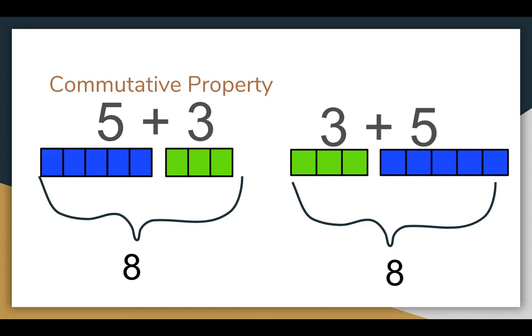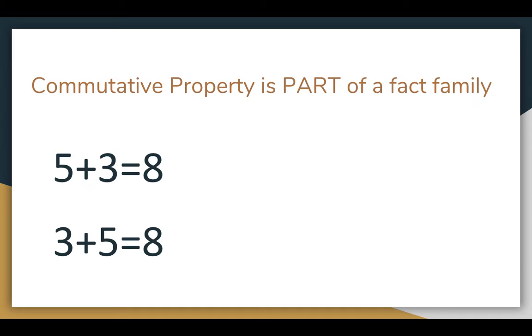So we learned before about the commutative property where we could add 5 plus 3, or we could add 3 plus 5. So no matter which way we order the numbers, we still get 8. And so this would be an example of part of a fact family. So this is just part of the family. 5 plus 3 equals 8. 3 plus 5 equals 8. It uses the same numbers, but they're in different orders. So that commutative property that we've learned about before is actually part of a fact family.